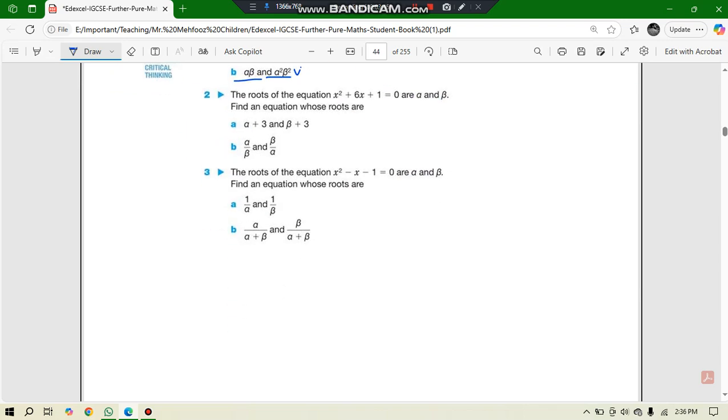Okay, the next one is question number 3. The 3 is also the same as that. We have the roots of this equation and we find the equation for these roots. Question number 2 is also the same as the previous, the method is the same but the calculations are different.